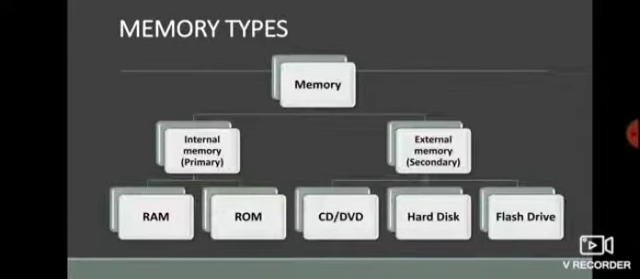Now memory types. Memory is categorized into two main parts, that is internal memory and external memory. Internal memory is also known as primary memory, and external memory is also known as secondary memory. Internal memory is again categorized into two parts, that is RAM and ROM. And external memory is categorized into three parts, that is CD or DVD, hard disk and flash drive.